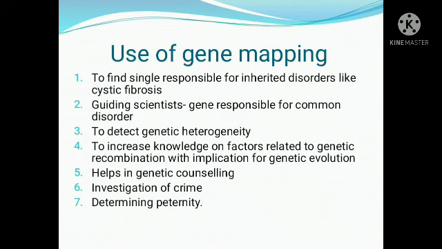So the use of gene mapping is to find a single gene responsible for certain rare disorders like cystic fibrosis, and even to identify the genes responsible for certain common conditions like asthma, heart disease, cancer, to detect genetic heterogeneity or genocopies, to increase knowledge on factors related to genetic recombination, which has got importance in evolution, and it is helpful in genetic counseling and investigations of crime, and even to determine paternity.